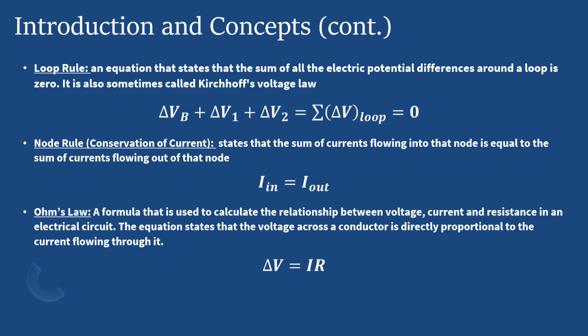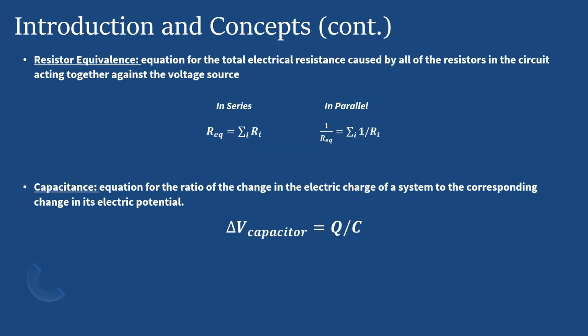Ohm's law is a formula that is used to calculate the relationship between voltage, current, and resistance in an electric circuit. This equation states that the voltage across a conductor is directly proportional to the current flowing through it. Resistor equivalence is the equation for the total electric resistance caused by all of the resistors in a circuit acting together against the voltage source. There are two different equations for in-series and in-parallel circuits.